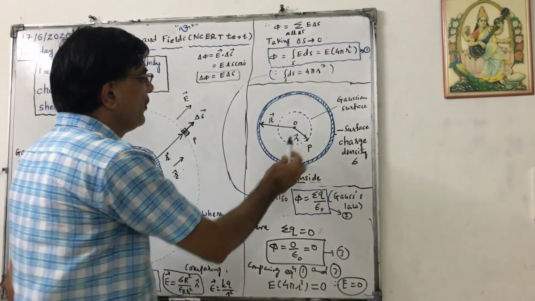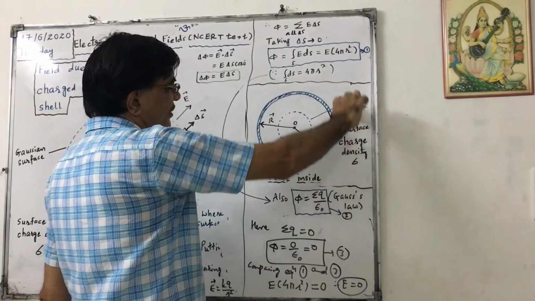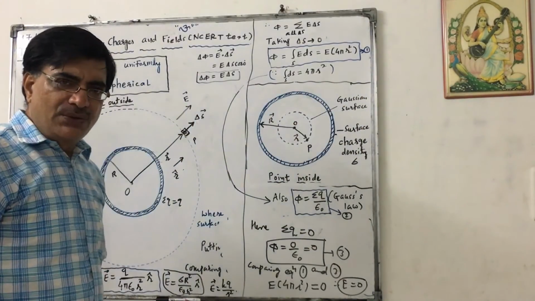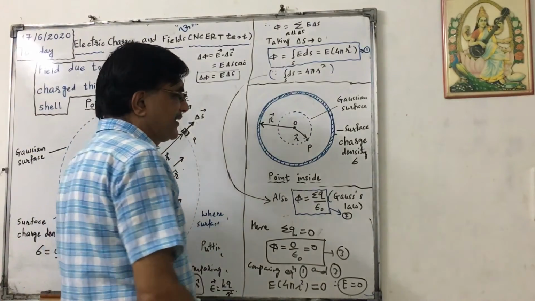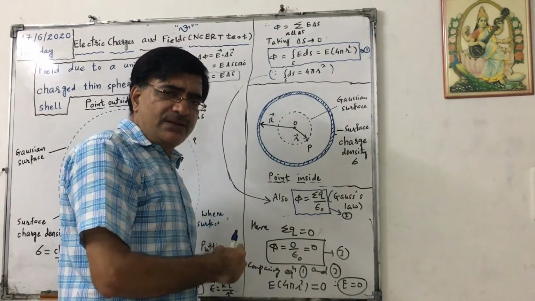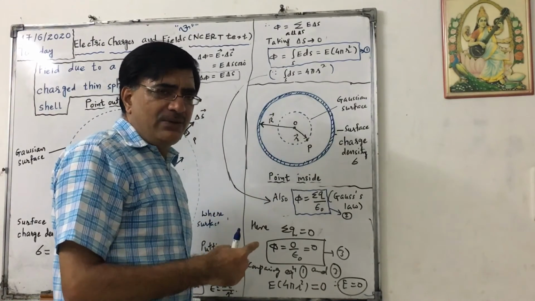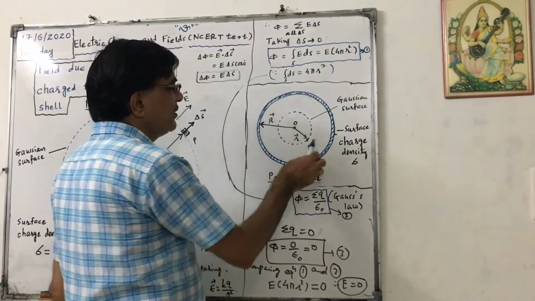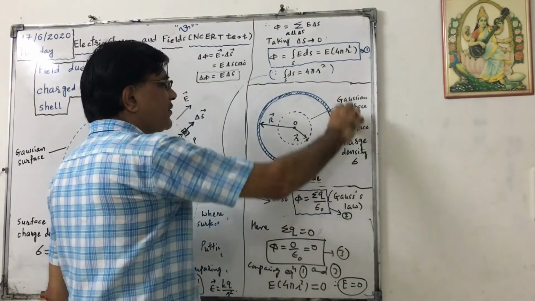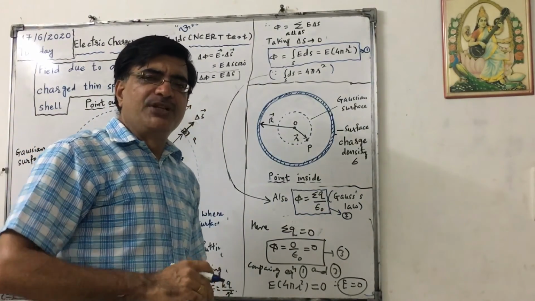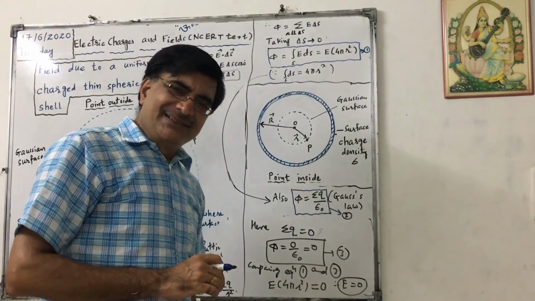So for all points inside this shell, the electric field will be 0. For all points outside the shell, this sphere will behave as a point-like charge. For a point on the surface also, it will behave as a point-like charge, and the formula will be kq by r square.